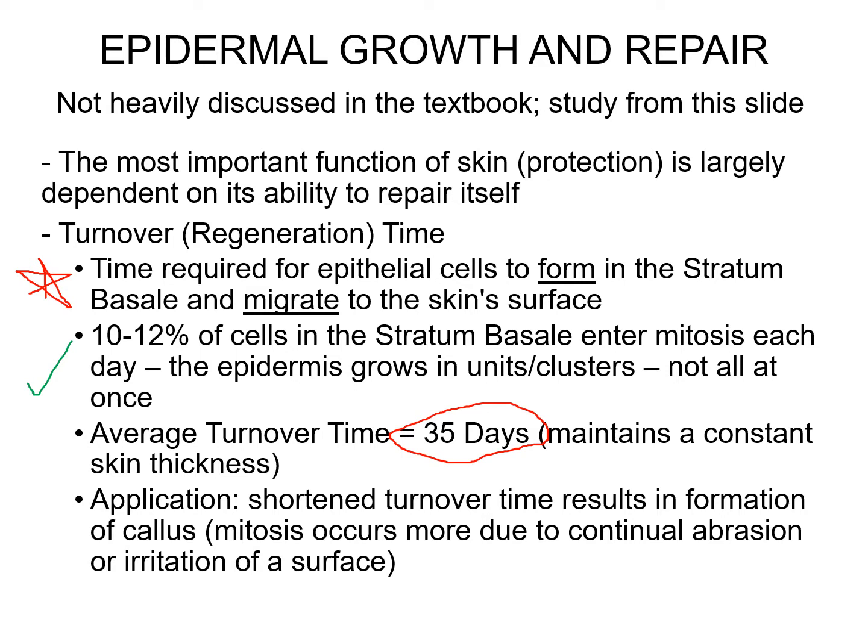And take a look at the last bullet point. If we have a shortened turnover time, we have a callus. If we're not allowing our skin enough time to regenerate, basically we're putting too much strain, abrasion, or pressure on the skin, we'll irritate it and get callus formation, or in bad cases we can actually break through the skin and get a blister.